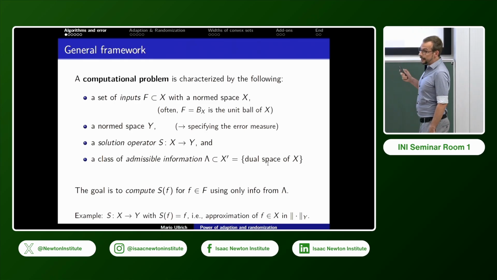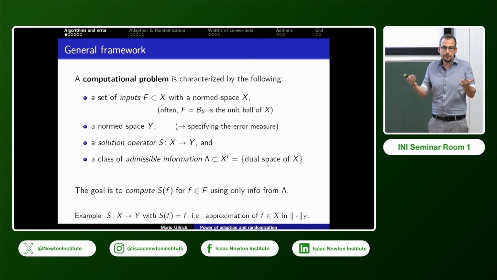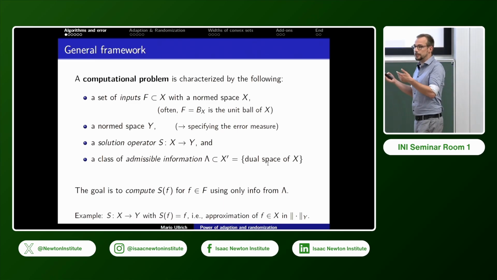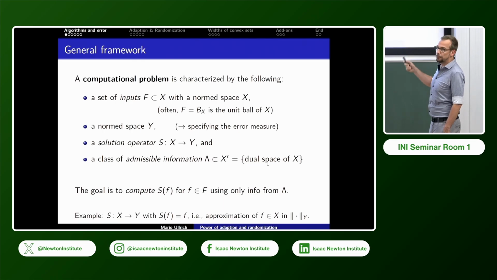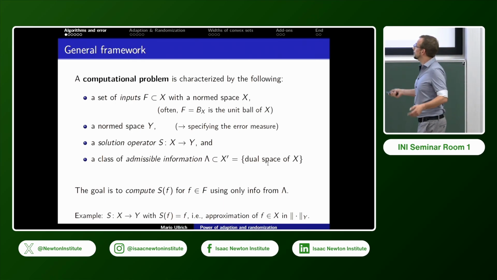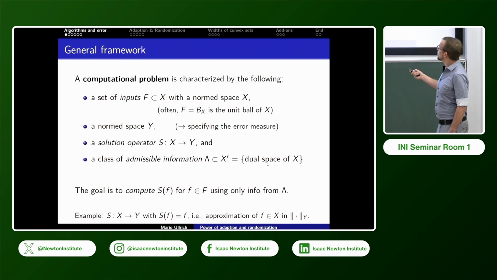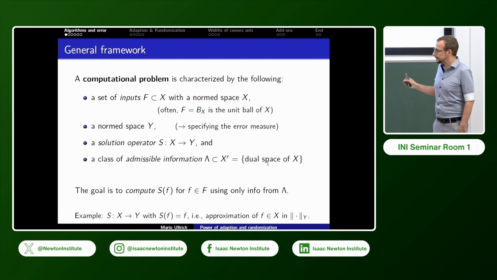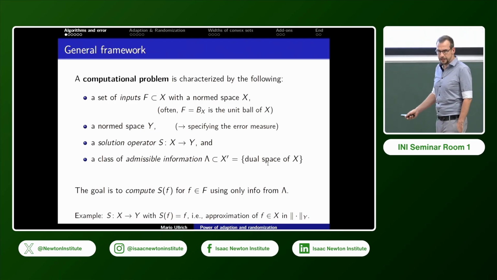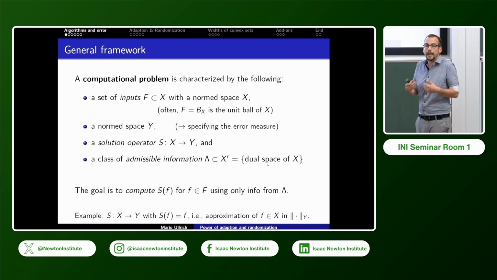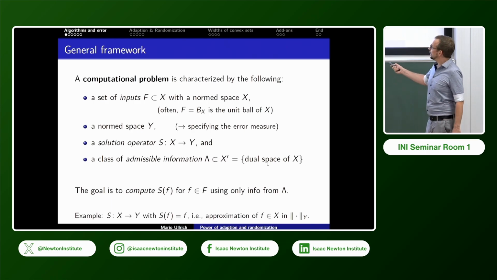I have a normed space Y, which is just for specifying the error measure, because if I want to approximate something, I need to tell in which norm I'm doing it: uniform norm, Lp norm, whatever. F could be thought of as the unit ball of a Sobolev space, or I will draw a picture in a second. I have something that I call the solution operator S, which is only a formal object. You never need that. Maybe you do not have access to any values of it. It's just to specify what I try to do. X is kind of the input, Y is kind of the output.